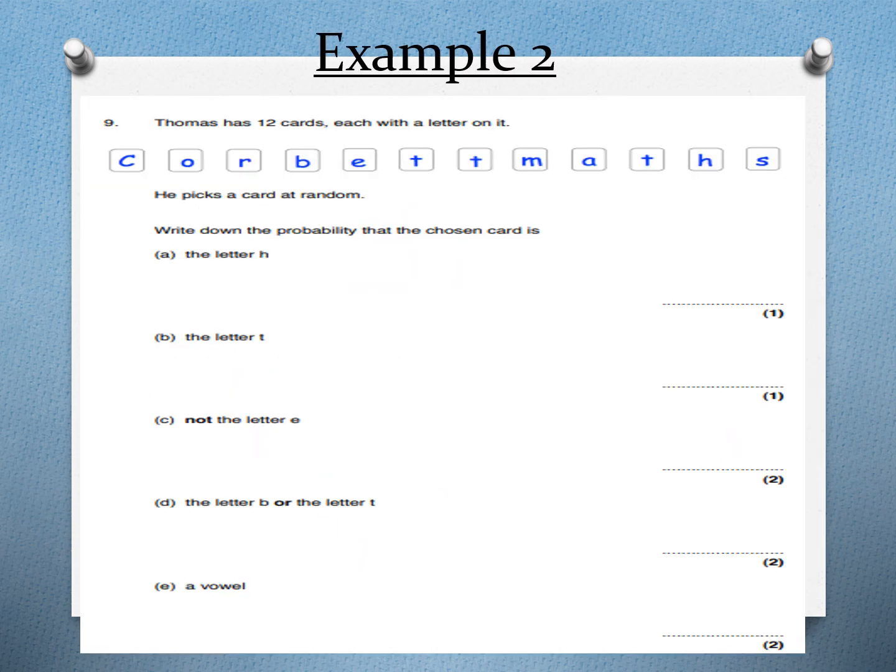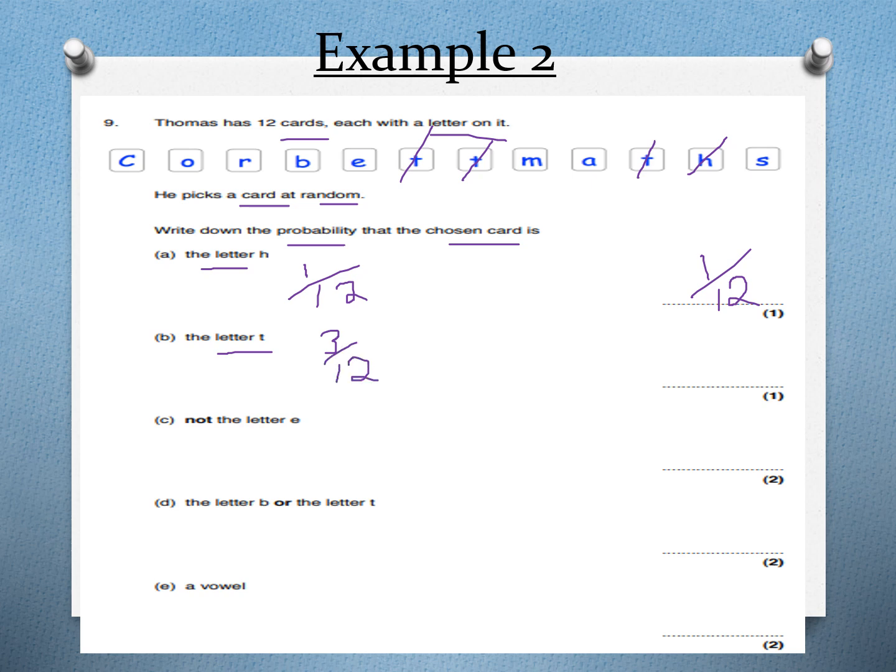So this next one, example 2, Thomas has 12 cards, each with a letter on it. You've got Corbett Maths. He picks a card at random. Write down the probability that the chosen card is a letter H. Well, that would be 1 out of 12, so 1/12. For part B, the letter T, well, I've got 1, 2, 3. So I've got 3/12, which simplifies to 1/4.